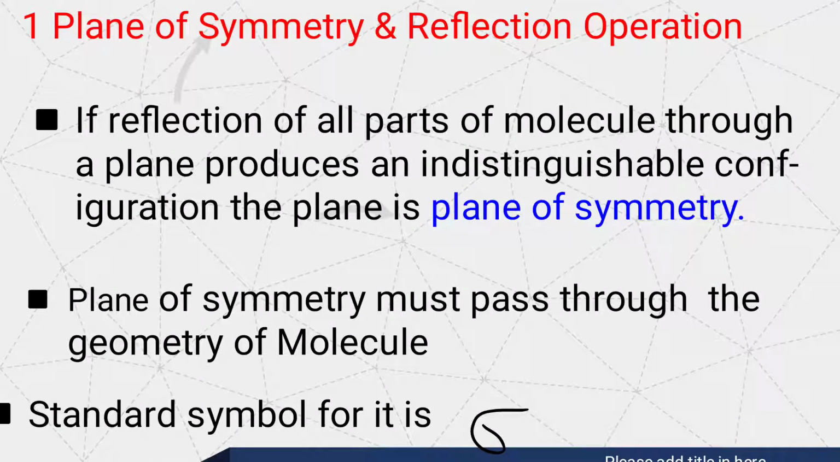Types of symmetry element and symmetry operation. First, plane of symmetry and reflection operation. If a reflection of all parts of a molecule through a plane produces an indistinguishable configuration, the plane is a plane of symmetry. A plane of symmetry must pass through the geometry of the molecule. The standard symbol for it is sigma.